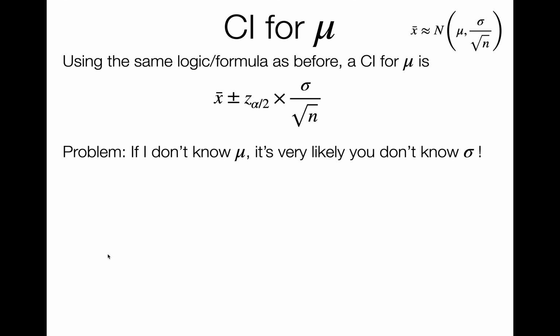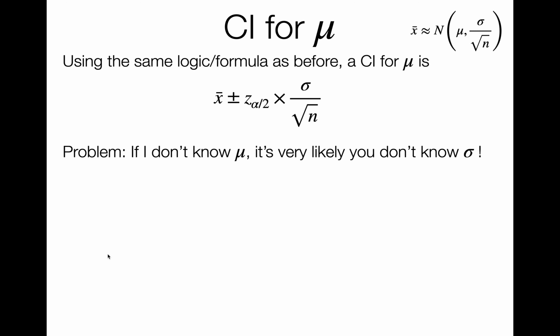But that's okay because mu is not in the confidence interval formula, so that doesn't bother me. But what is troublesome is sigma, and sigma represents the population standard deviation. So you have to think for a minute: if I don't know mu, the population mean, how likely is it that I'm going to know the population standard deviation?